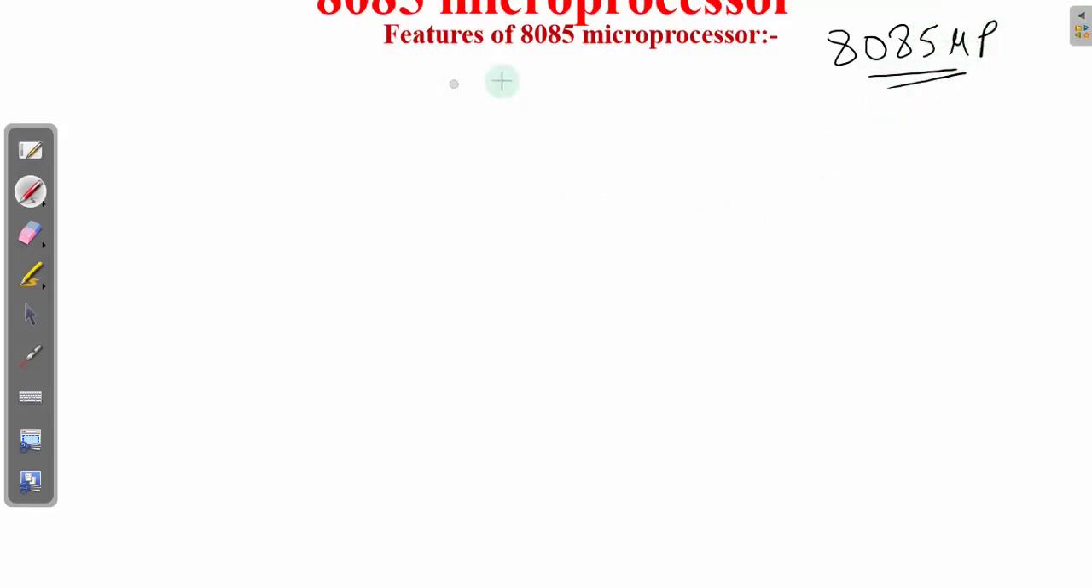Okay, now first of all we will see features of the 8085 microprocessor. If you look at features, what does it mean? It means what are the benefits that the microprocessor is having, or you can say what are the capabilities that the microprocessor is having. We will see one by one, and I am 100% sure that you will not understand everything, because it's difficult to understand in one day.